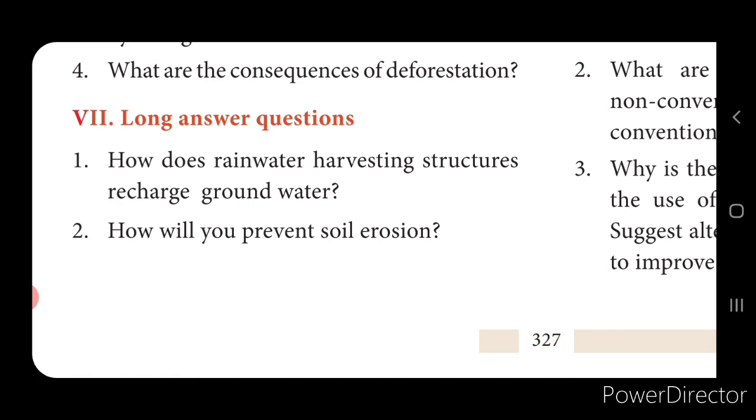Now your homework for today is on page number 327. Have the long answer question, and your homework is the first question. How do rainwater harvesting structures recharge the groundwater? I'll upload the PDF. So copy the answer for the first question in the classwork and submit the classwork in the school office on Friday.